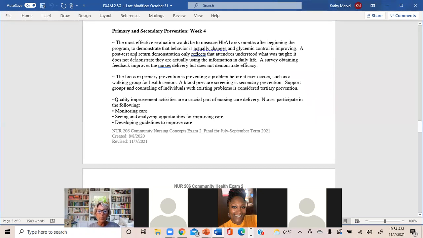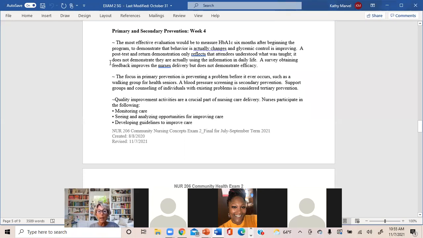And so this also talks about, how do we teach? This is a teaching question as well. How do we have clients do return demonstrations? And why do we have clients do return demonstrations when we teach them? Because we want to make sure they understood what is being taught. We want to make sure that they're using that information to continue to improve in their daily life. So this is still secondary. A survey obtaining feedback can improve nurses' delivery.